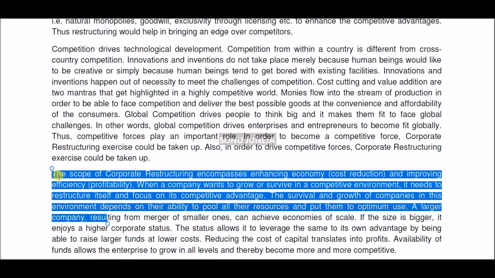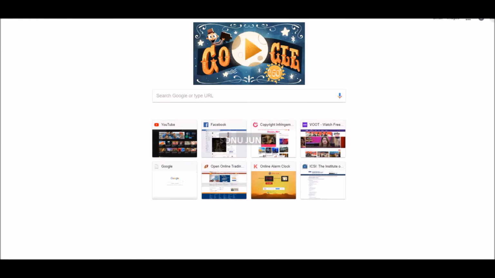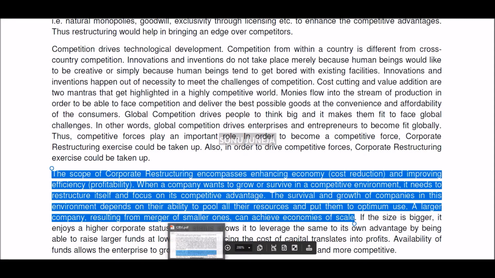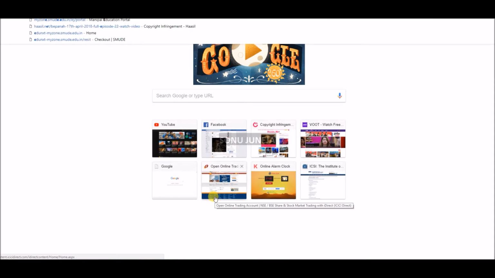A larger company resulting from mergers of smaller ones can achieve economies of scale. Economies of scale, we all understand. If not, let me give you the Google help. So here we are. My browser is not responding for now. So what we can do is economy of scale. Let me give it a try. Economy of scale.